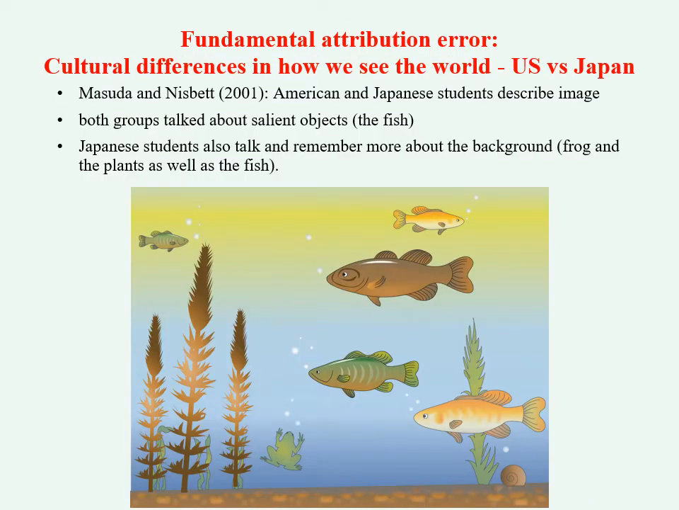Here is another interesting illustration of how different cultures direct us to think differently and make differential attributions. This is the result of a study by Masuda and Nisbett, 2001, who compared American and Japanese students in terms of how they remember and describe an image that you see below. Both of the groups, of course, did describe the salient objects, the fish in this image. The difference was that Japanese students also tended to talk and remember much more about the background in this image, the frog, the plants, as well as the fish.